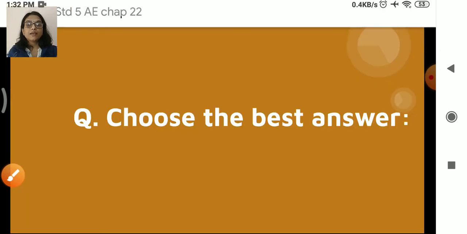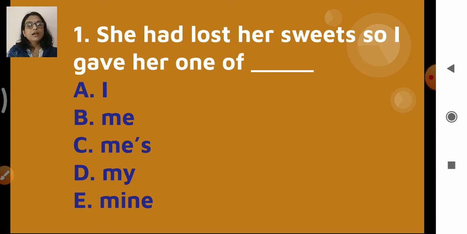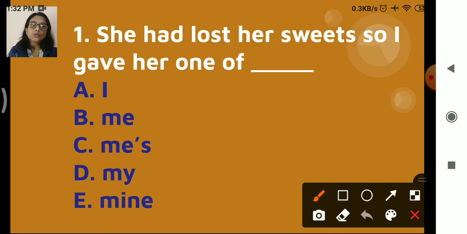Next. Now the next exercise, again it is choose the best answer. Right? So the question is, she had lost her sweets, so I gave her one of. Now it is one of I, me, me's, my, mine. So what do you think is the correct one? She had lost her sweets, so I gave her one of mine. Right? Mine is the correct answer here.